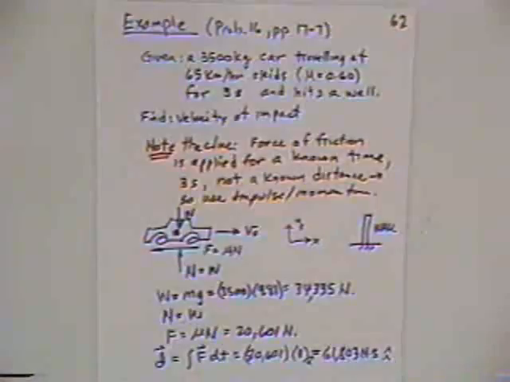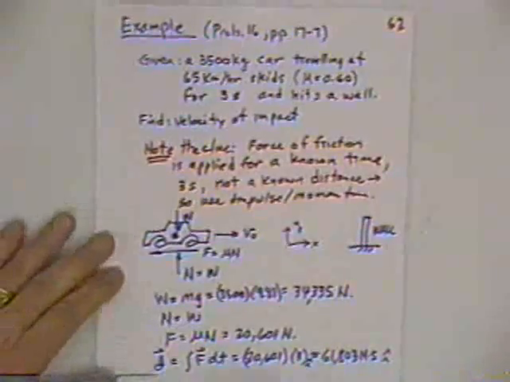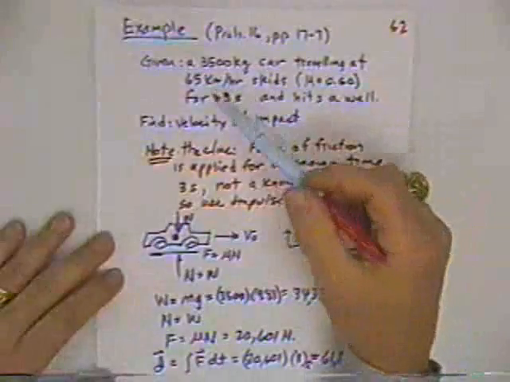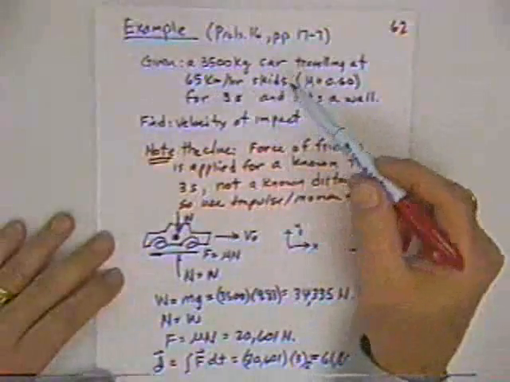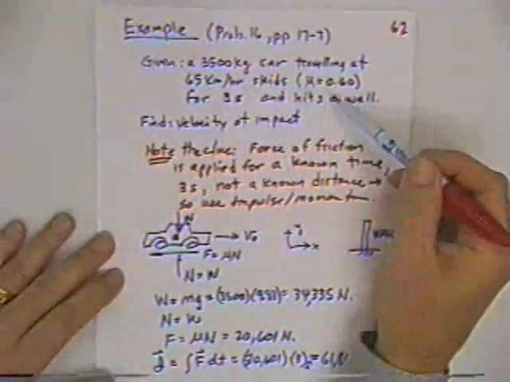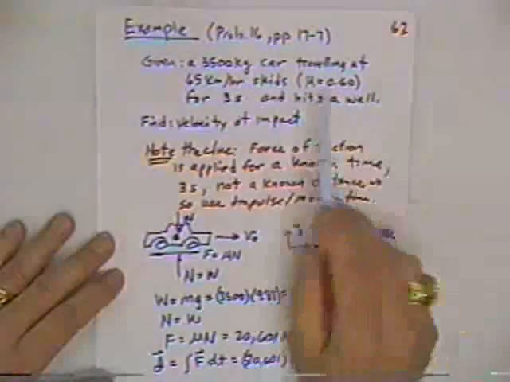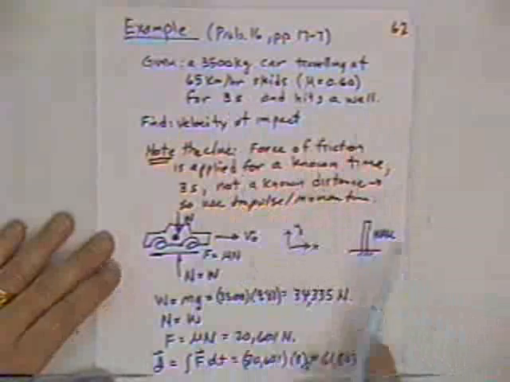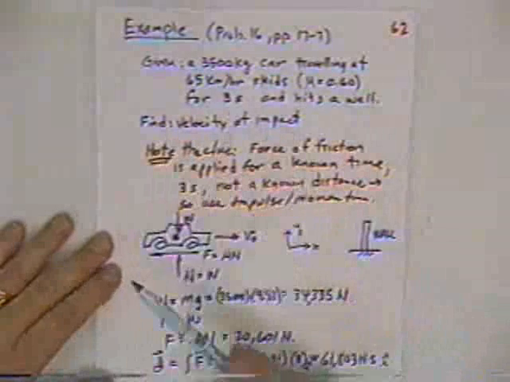7,000 pounds, so that's a Suburban full of the whole bridge club. Travels at 65 kilometers per hour, and he skids. Mu is equal to 0.6. That's a reasonable number. He skids for 3 seconds and hits a wall. Find the velocity of impact.